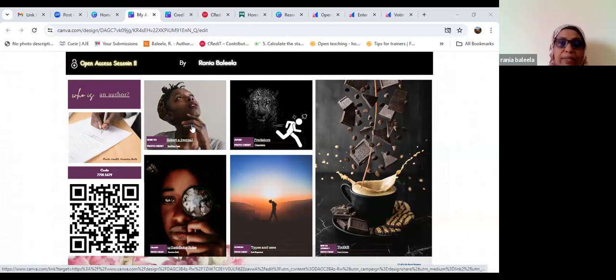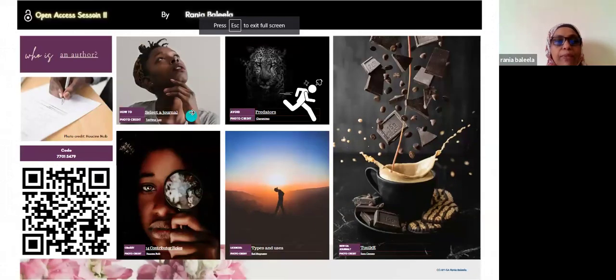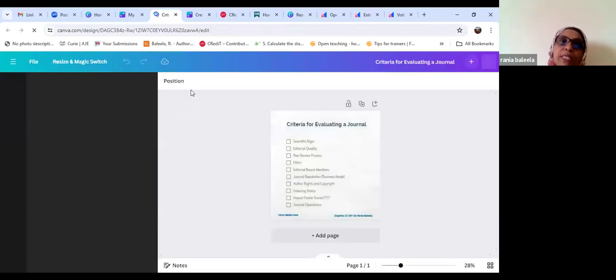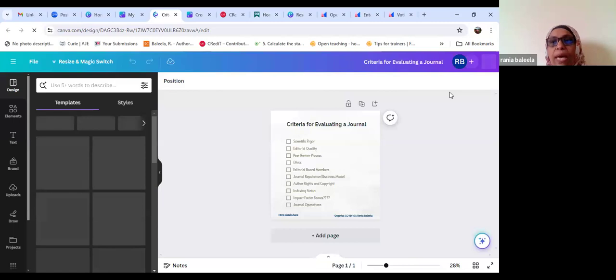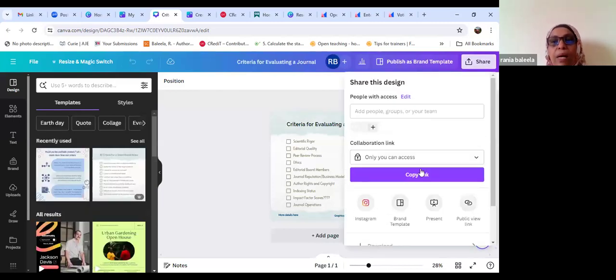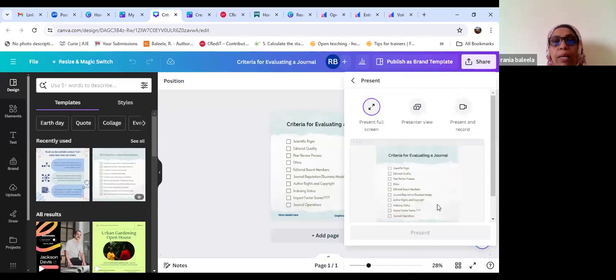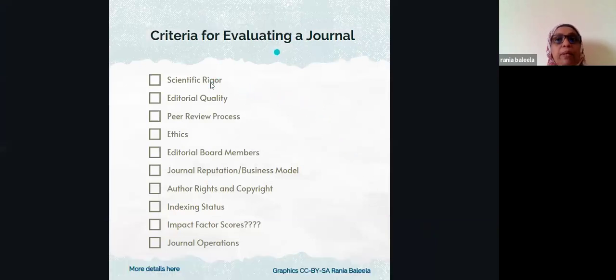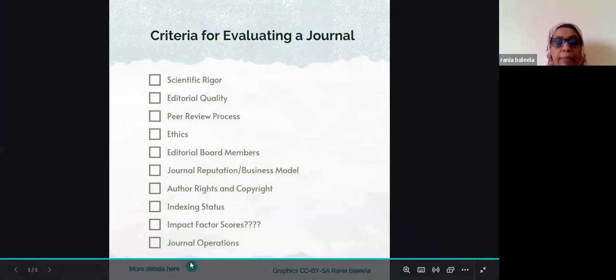Selecting a journal. To select a journal, there are several criteria, and I will give you this checklist. I will share it with you just like last time, and send it later on. The checklist has a lot of details, but I will take you through the headlines. It's based on a paper published in Nature, and I'm giving you the link for more details. You can read the article.